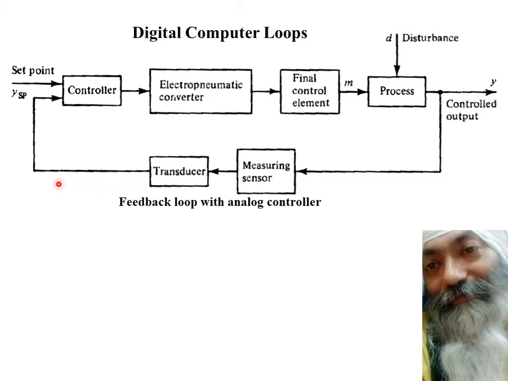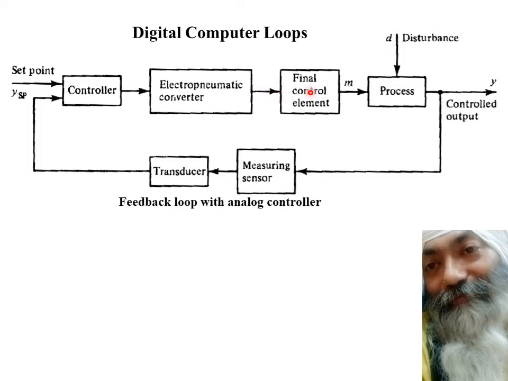So this electrical signal goes to the controller where it is compared with the set point. The error is generated, and that error ultimately acts upon as per the instructions of the controller. The output is given to some sort of electropneumatic converter, because this controller is normally giving us a 4 to 20 milliampere signal, and this electropneumatic converter gives us 3 to 15 psi. And this pressure acts upon the final control element.